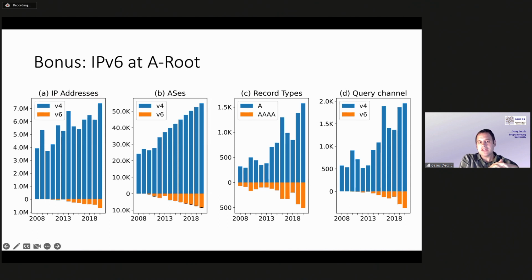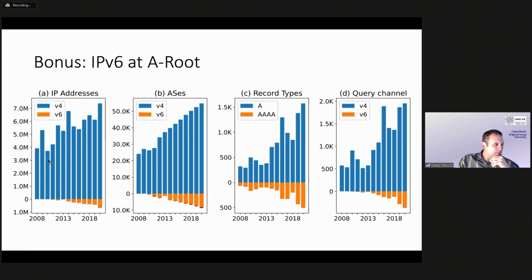Okay, record types, what's actually being queried, you see a little bit more of quad A versus A at the root server. Query channel is sort of in similar circumstances where you've seen some improvement. That's whether the query came over IPv4 versus IPv6, and that's still pretty small.